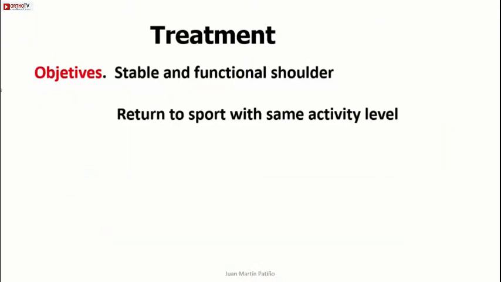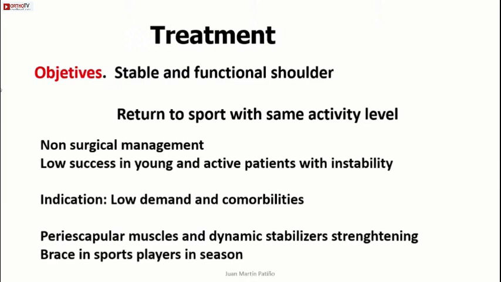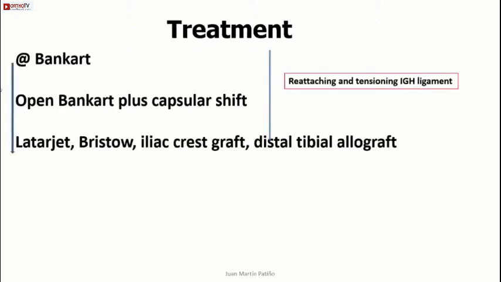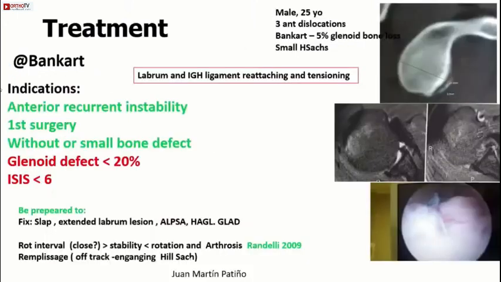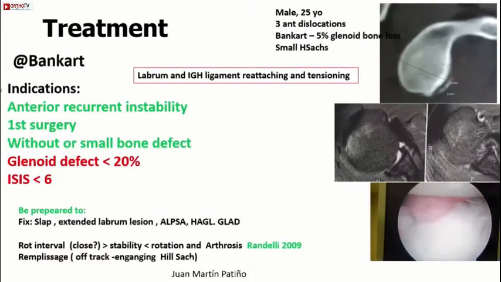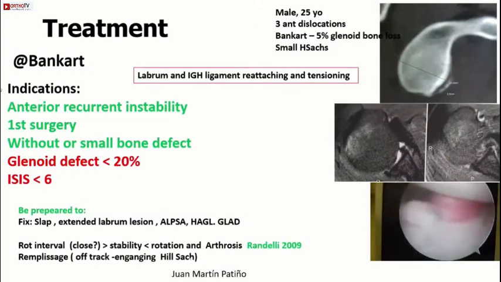As regards the treatment, our objectives are to obtain a stable and functional shoulder and return to sport with the same activity level. There is non-surgical management, but it has low success in young and active patients with instability. Our indications are low demand and comorbidities. As regards the surgical options that we manage, they are the arthroscopic Bankart, the open Bankart plus capsular shift, and the Latarjet is our third option when we need a bone block. The arthroscopic Bankart today is our most frequent surgery in number of patients.